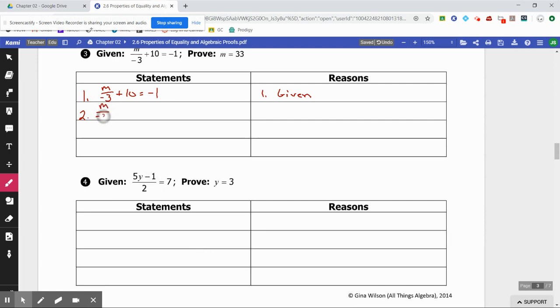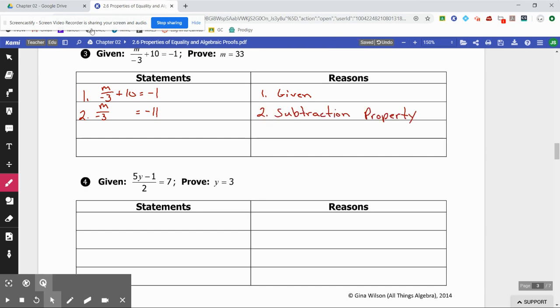I now have m over negative 3. Subtract 10 on the left side, and the 10 is gone. Subtract 10 on the right side, negative 1 minus 10 would be a negative 11. Again, that is the subtraction property of equality.